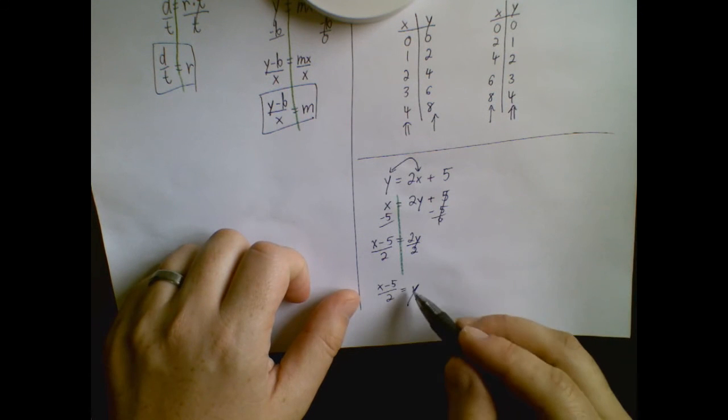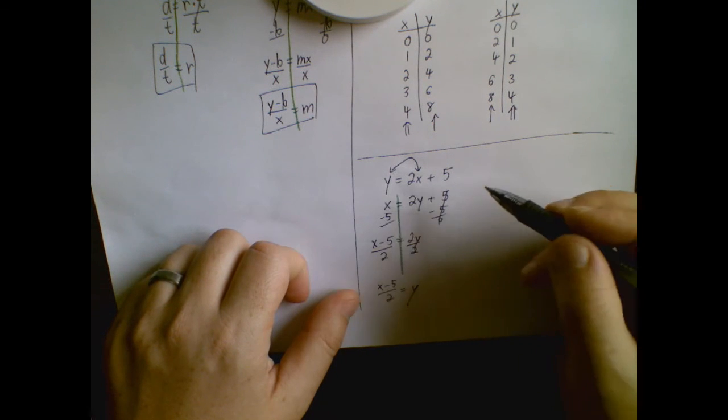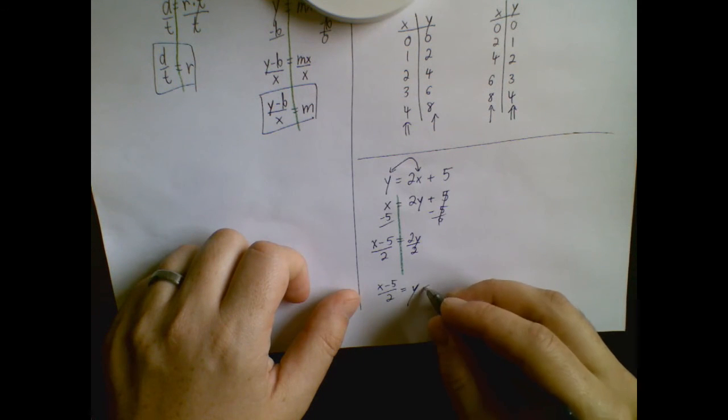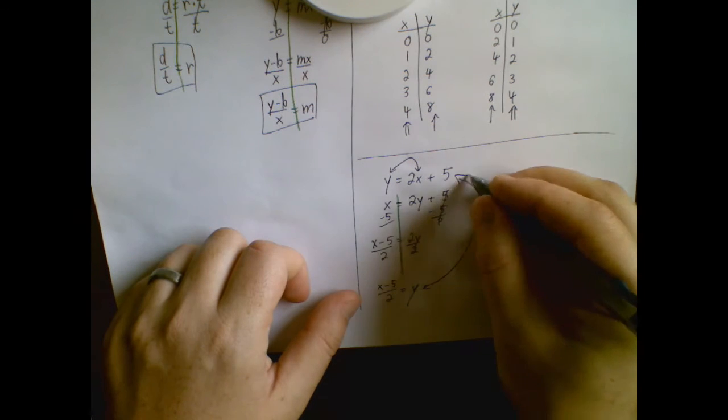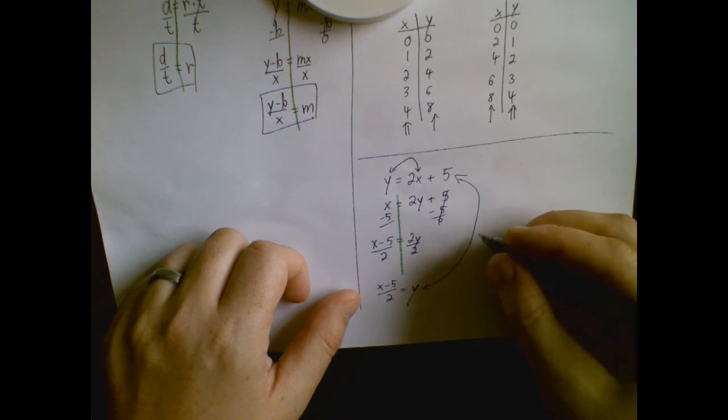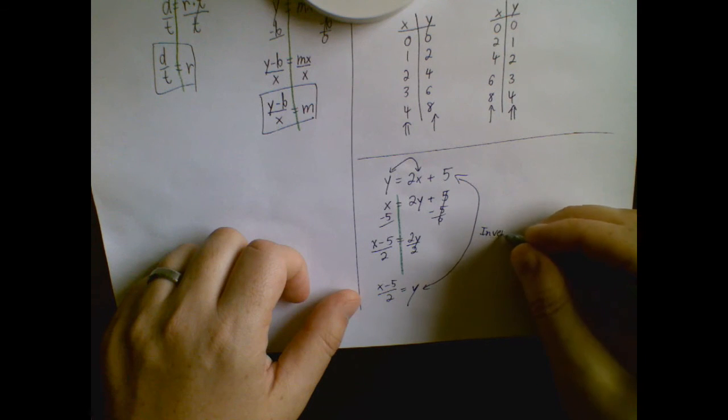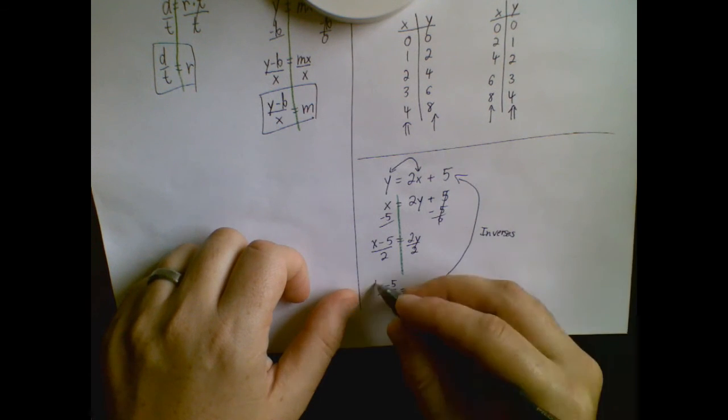That, now that y is by itself, is the inverse of the original one. So this one and this one are inverses. Okay, so that would be my answer.